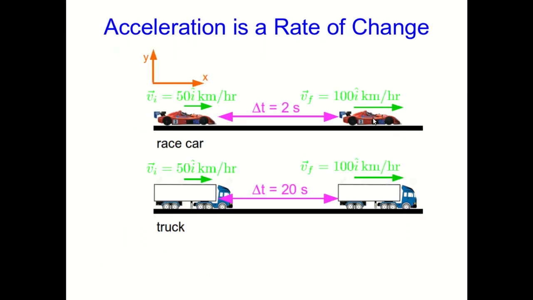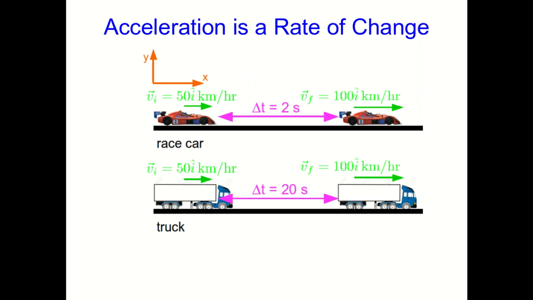Let's think about a race car and a truck, both moving parallel to the x-axis and speeding up so that they start going 50 kilometers per hour and end going 100 kilometers per hour. Note my vector notation: the i hats here are just saying that these are velocities in the x direction. For a race car, it's perfectly reasonable to think that it can go from 50 to 100 kilometers per hour in 2 seconds, or in fact less, but let's say 2 seconds. The truck, though, depending on how heavily loaded it is, might take 20 seconds.